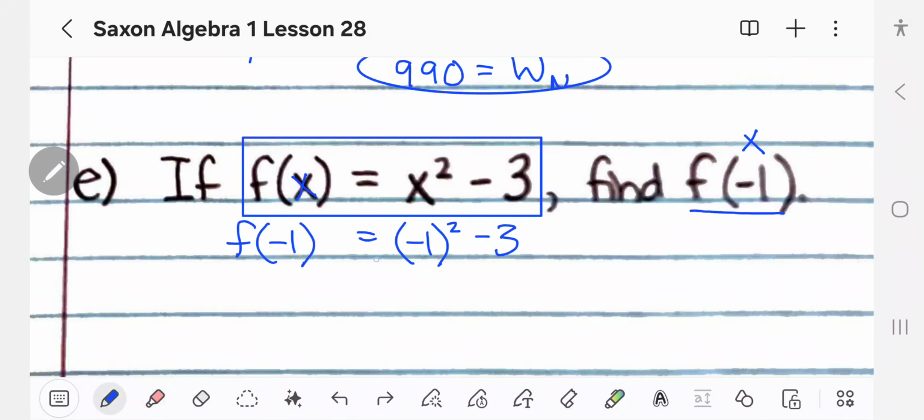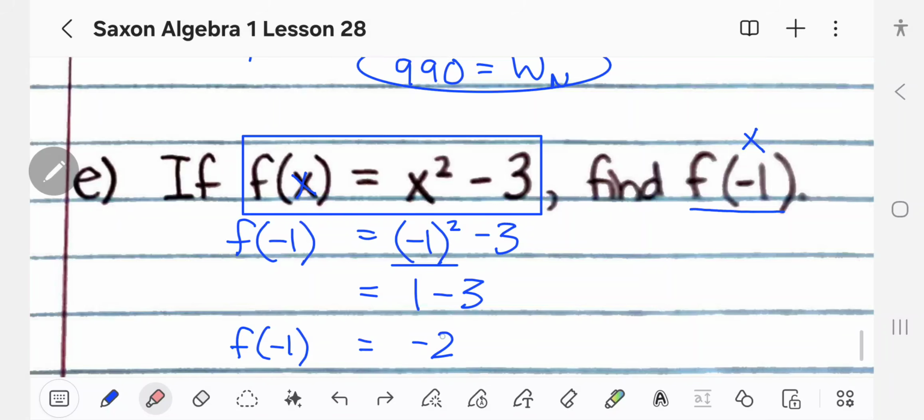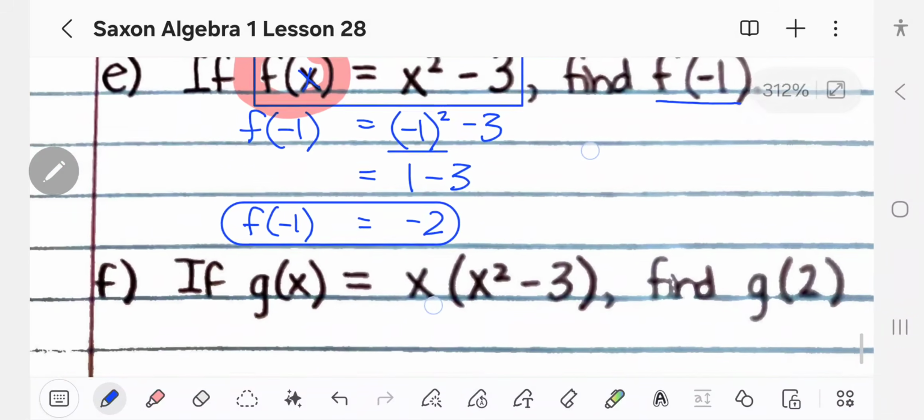Then we can work it out. -1 times -1 would be +1 minus 3, and 1 minus 3 is negative 2. So that means f of negative 1, which is the value of the function if x is equal to negative 1, is negative 2. Again, we say that f of negative 1, and up here we would say f of x. That's your answer.